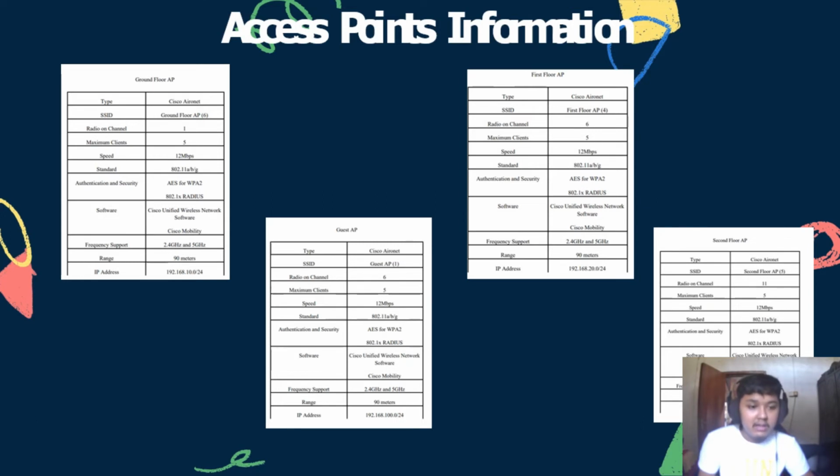Authentication and security is AES for WPA2 and 802.1X RADIUS. Software is Cisco Unified Wireless Network software and Cisco Mobility. Frequency support is 2.4 GHz and 5 GHz. Range is 90 meters and the IP address for the ground floor is 192.168.10.0/24.